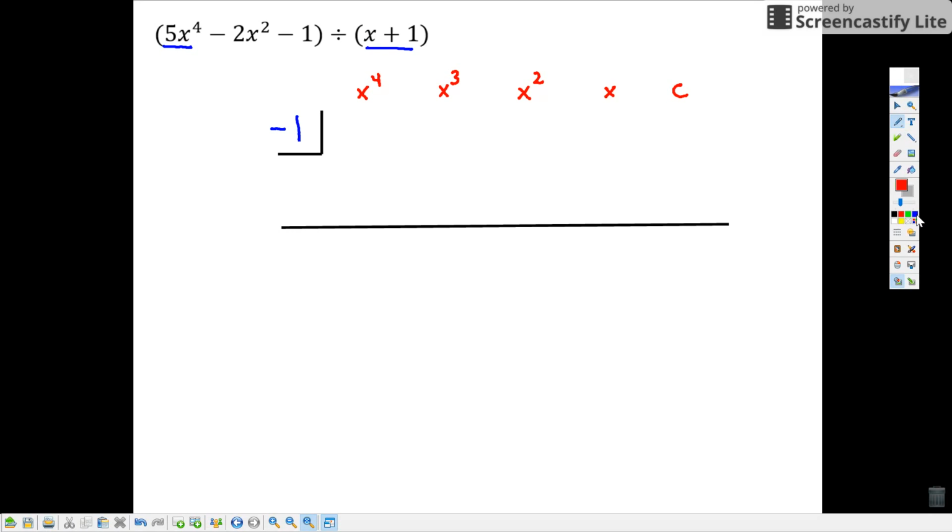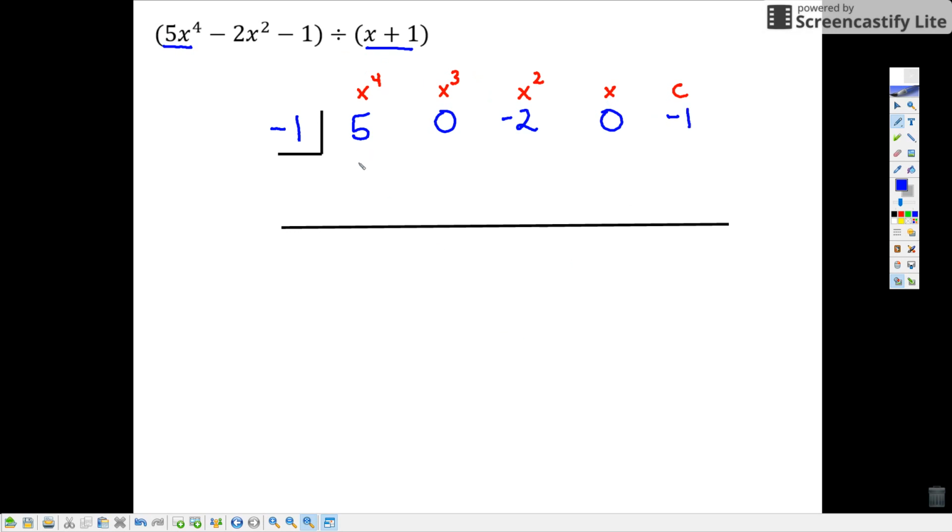Now, remember we put the coefficients in front right underneath. So the coefficient in front of x to the 4th is 5. The coefficient in front of x cubed, since there isn't one, is 0. The coefficient in front of our x squared term is negative 2. There's no term with an x, so I put a 0, and our constant is negative 1.